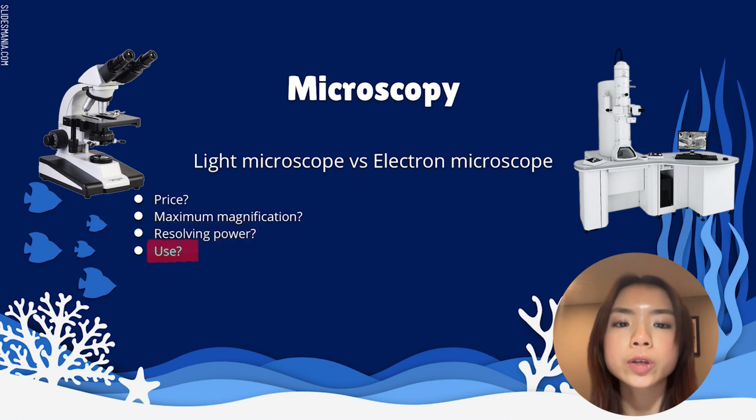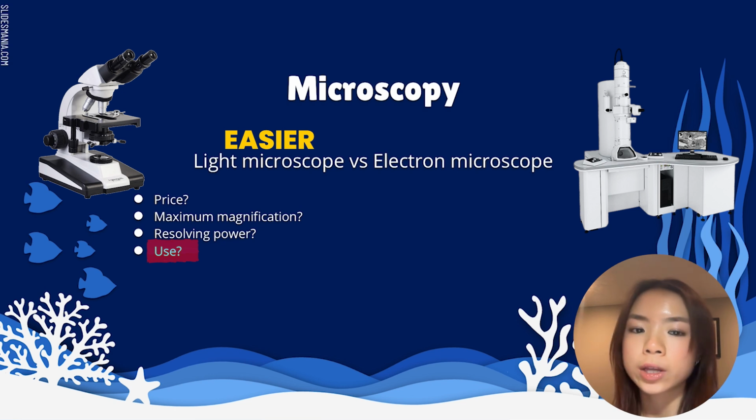And then their use. The light microscope is easier to use, so that's why you're able to use them in a classroom setting. The electron microscope, on the other hand, is more expensive and larger. That's why they're used in more specialist cases. So this brings us to the end of talking about light microscopes and electron microscopes.